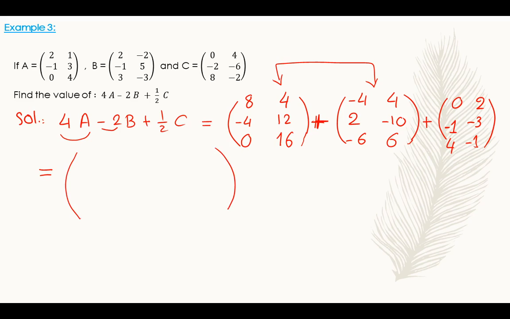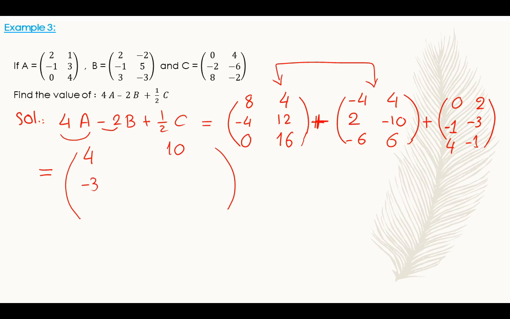Negative 8 minus 4 will be 4. 4 plus 0 equals 4. Here 4 plus 4 is 8. 8 plus 2 equals 10. Negative 4 plus 2 equals negative 2. Negative 2 plus negative 1 equals negative 3.